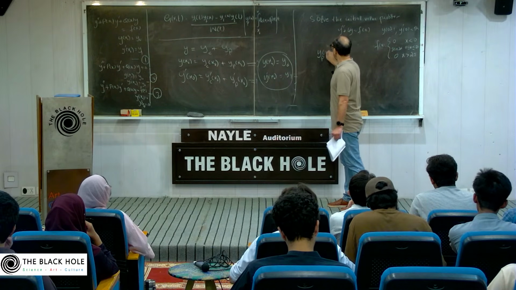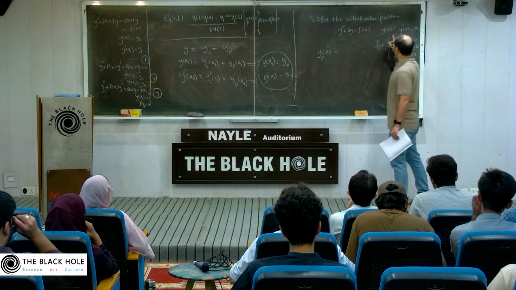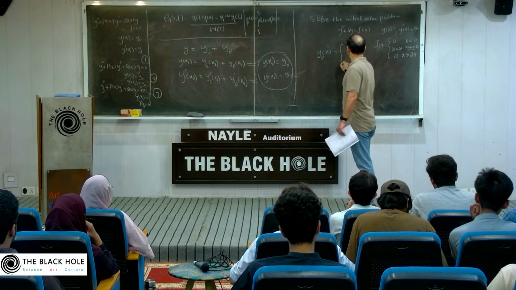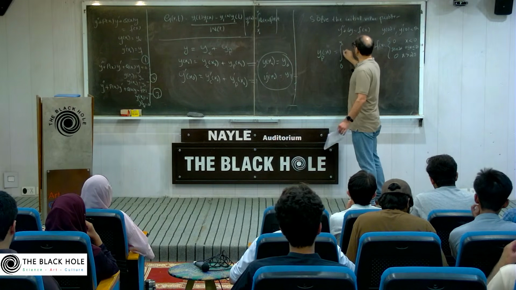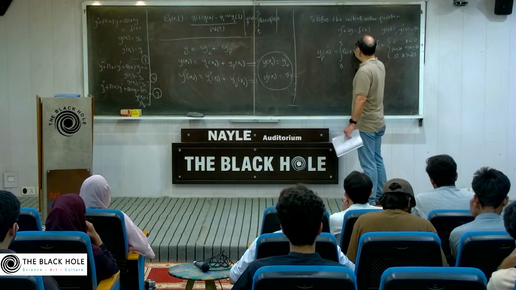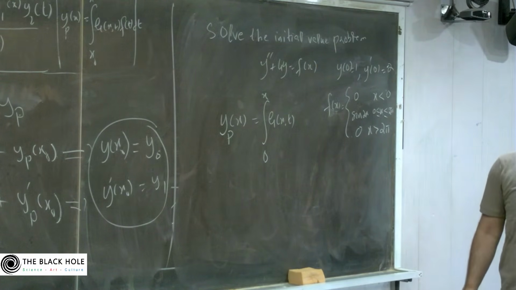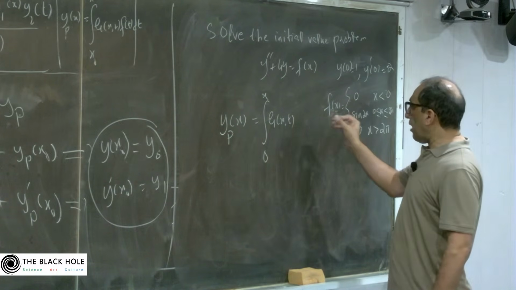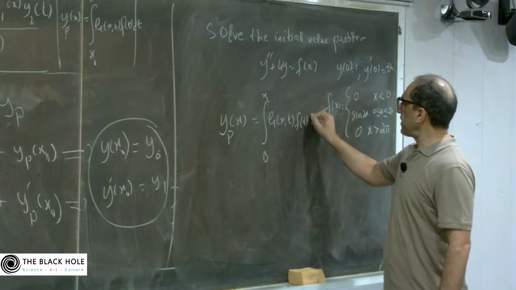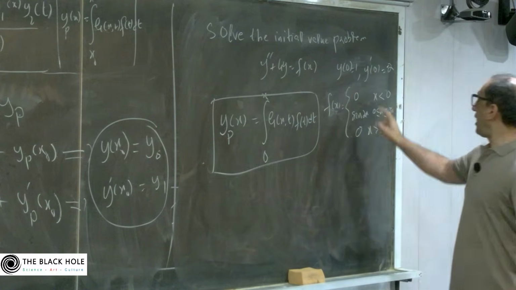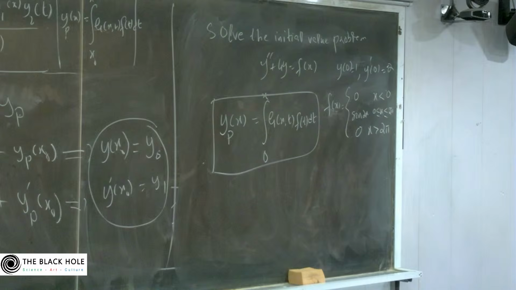So the solution, of course, is this. And what is x naught here? 0. So I will have the integral from 0 to x of G(x,t), which I know I can construct because I can solve this homogeneous part in a jiffy. And now I have f(t) dt, for which I have to apply these conditions. Okay?